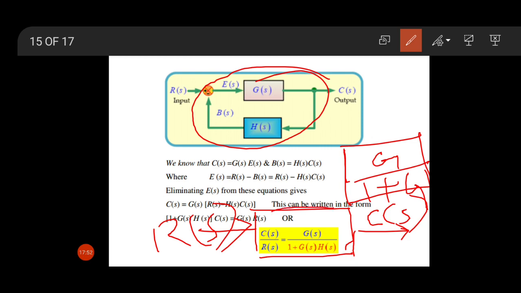So here we replace this whole feedback loop with a single block. Whenever you see this type of feedback loop, you simply put one single block, and if your feedback is negative, keep the block gain as G(s) by 1 plus G(s)H(s), and if you consider positive feedback, then put the block gain as G(s) by 1 minus G(s)H(s).